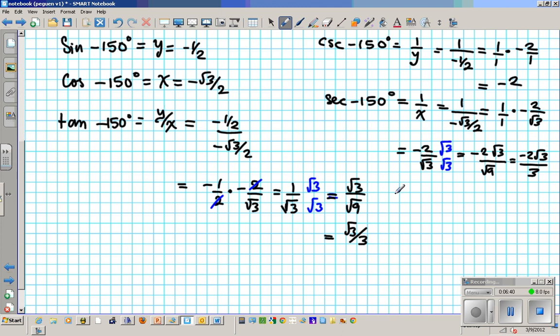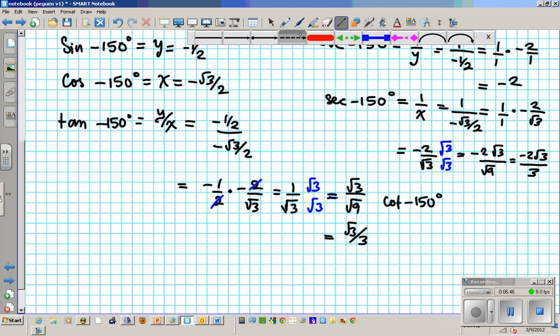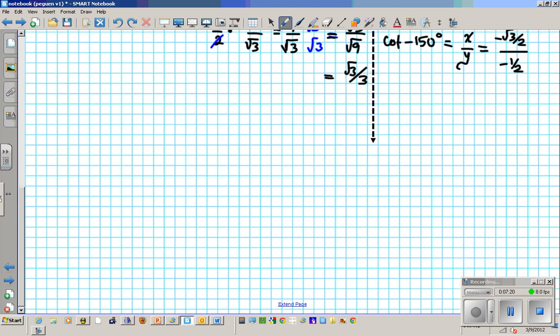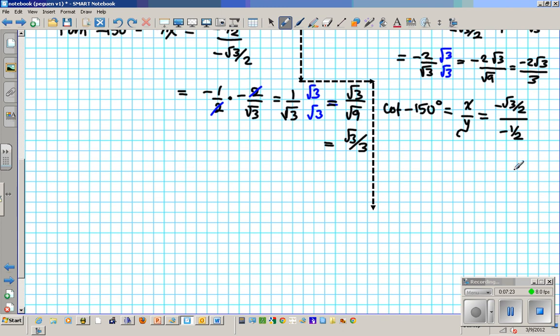Last but not least is cotangent of negative 150. Let me partition my workspace here so we do not get confused. If you look at your ratios, cotangent is x over y. So let's take our coordinate values and substitute them here. X is negative root 3 over 2, divided by y, which is negative 1/2. So that's what we're going to do. Do we DCF in this scenario? Absolutely, because we have a fractional denominator.